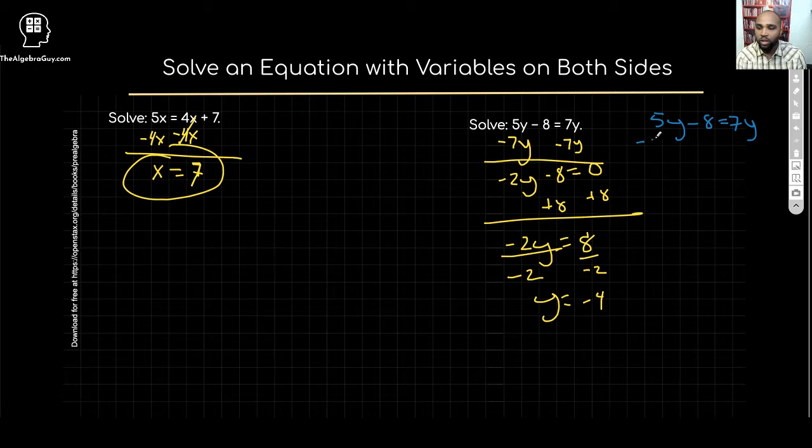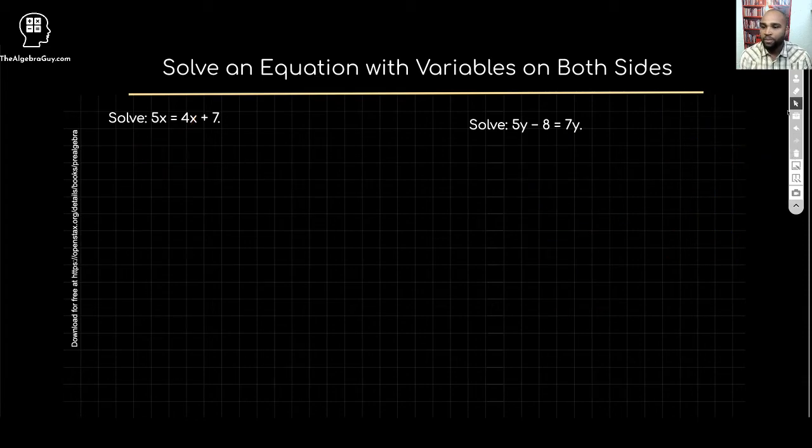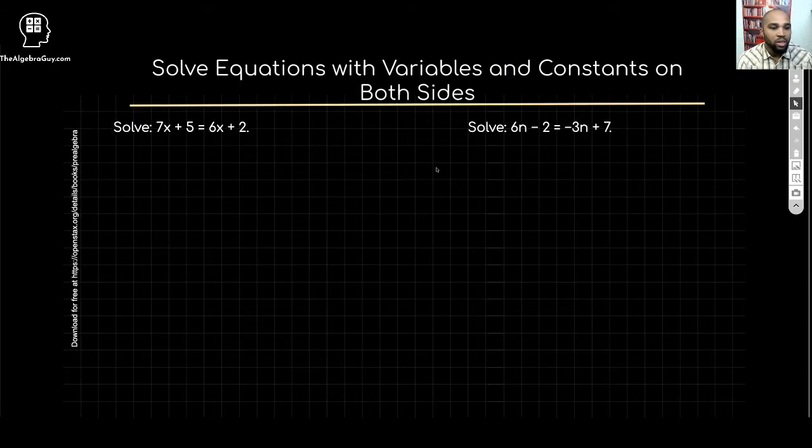So what if I would have subtracted 5y instead? Then I have negative 8 equals 2y, and I would divide by 2 on both sides. y equals negative 4. Now, is that less steps? Let's see. 1, 2, 3. It feels like less steps. Maybe it's the same, but this way I just prefer to do it because of keeping it positive. I like to keep things positive. We just did that problem.